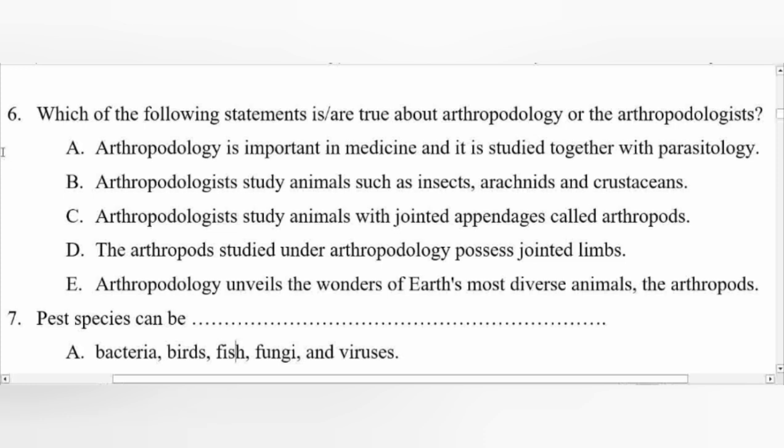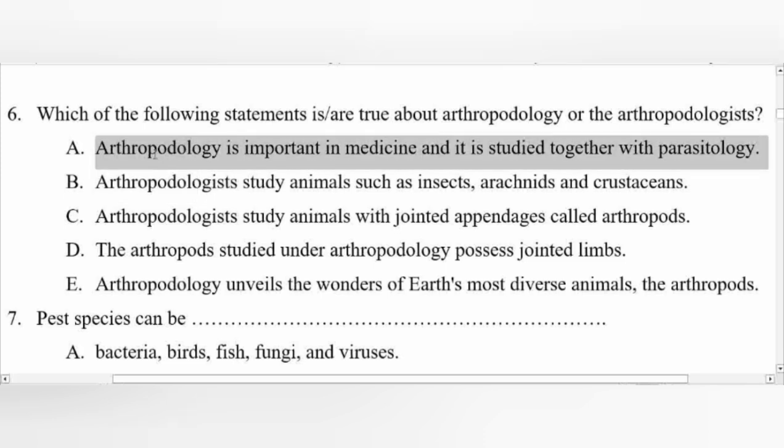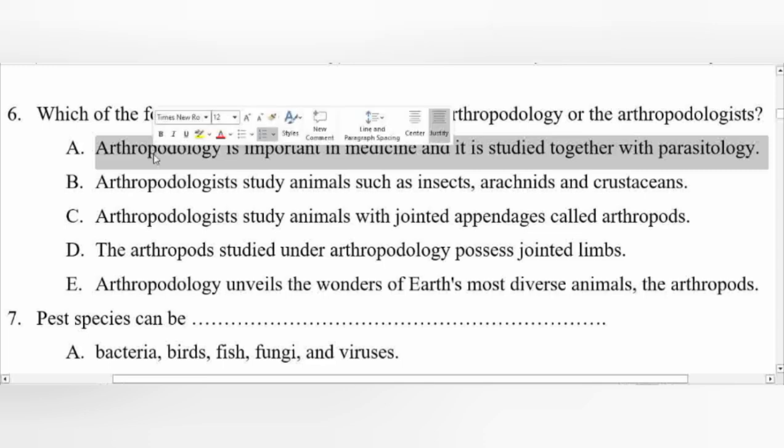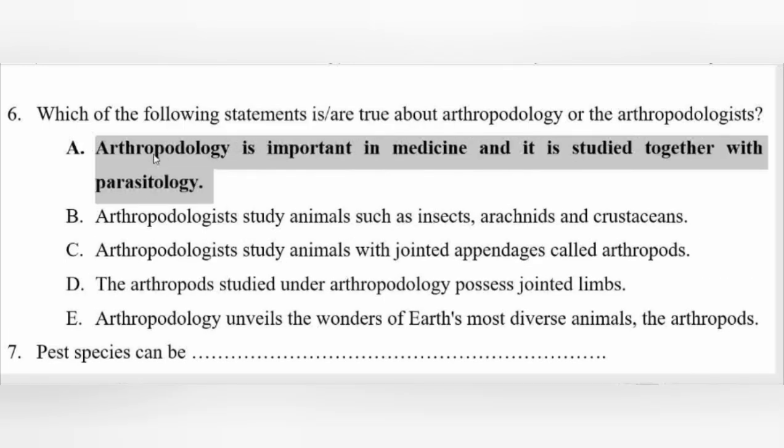Anthropodology is important in medicine because of public health anthropodology, or what we call medical anthropology, as we mentioned earlier. And it is actually studied together with parasitology, or sometimes with entomology. Okay, we have what we call parasitology and public health, or entomology and public health, or medical entomology. So anthropology is important in medicine, and is studied together with parasitology or with entomology.